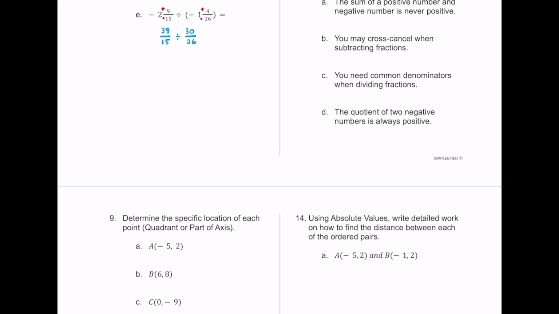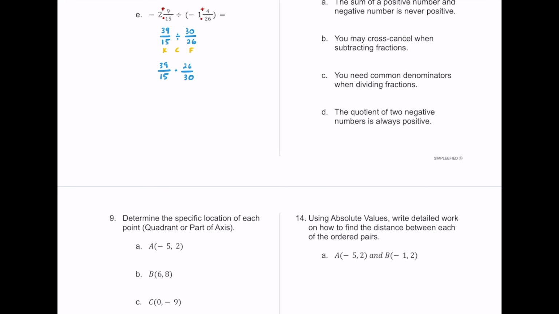Okay, so again, negative divided by negative will be positive, so we're going to have a positive answer, so no worries about the negatives right now. This is a division problem, so remember that we can keep, change, and flip and turn division problems into multiplication problems and vice versa. So if we keep this 39 over 15, go ahead and just write it 39 over 15, and let's multiply by the reciprocal of 30 over 26, which is just 26 over 30.